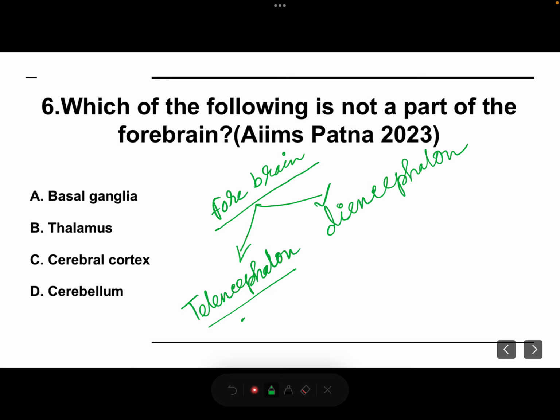So here the answer will be option D, cerebellum, because all of the others are part of the forebrain. Basal ganglia is a part of the telencephalon. Thalamus is a part of the diencephalon, and cerebral cortex is also telencephalon.